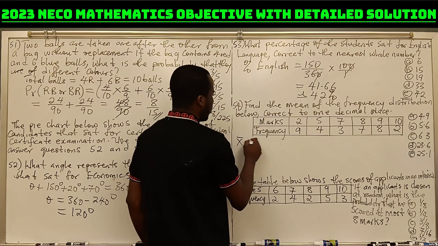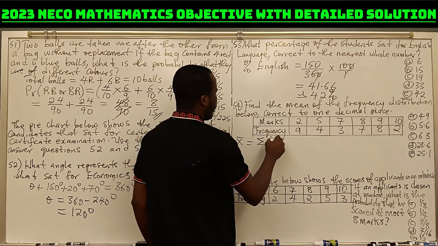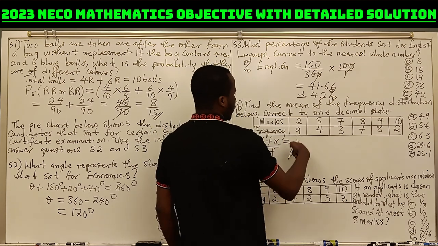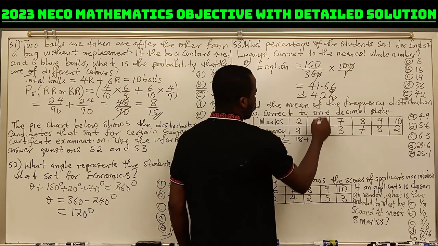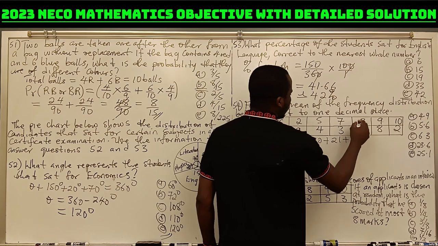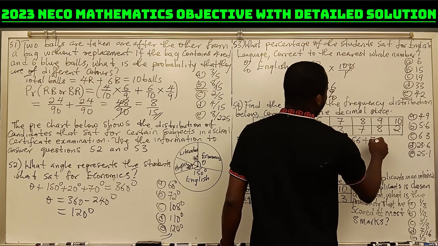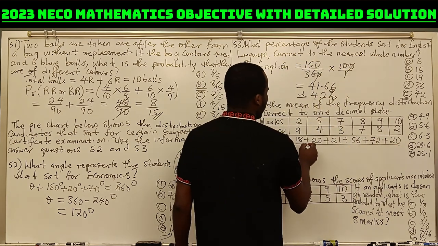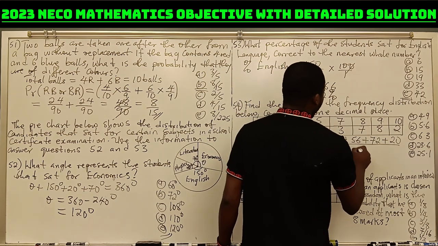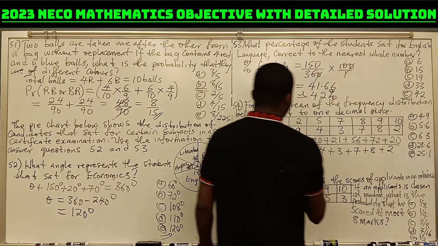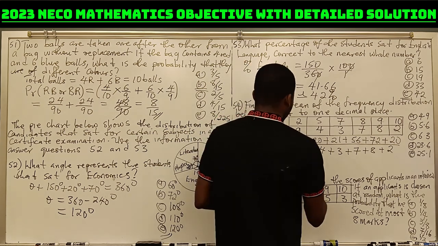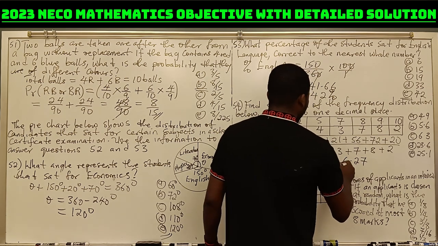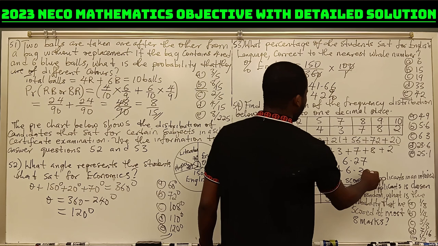Remember, mean is summation of fx over summation of f, which will be fx will be 9 times 2, 18 plus 20 plus 21 plus 56 plus 72 plus 20 all over 9 plus 4 plus 3 plus 7 plus 8 plus 2. So we have 207 over 33. And if we divide, we have 6.27, approximately 6.3 to one decimal place.